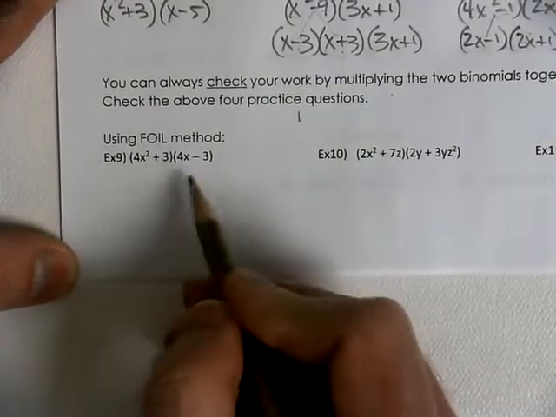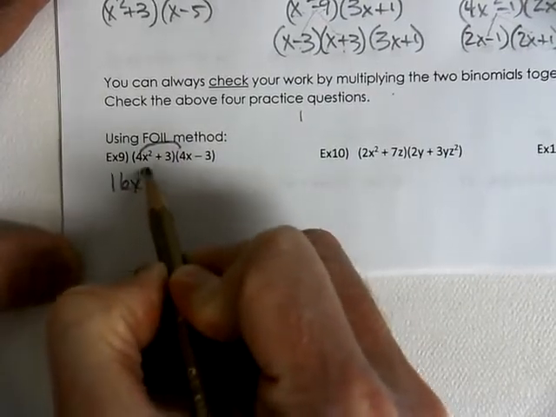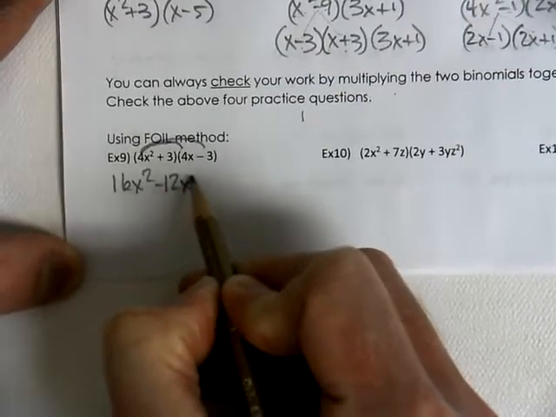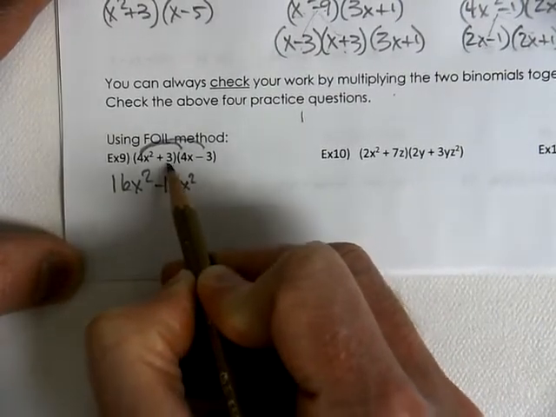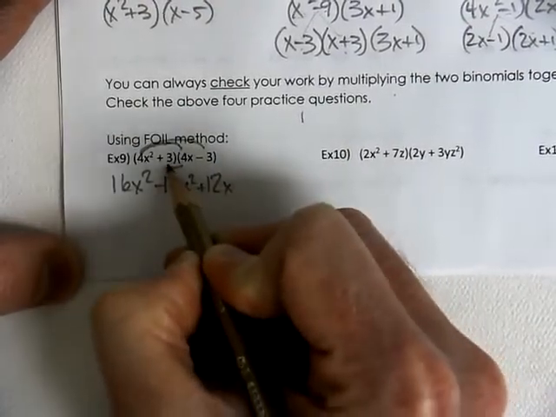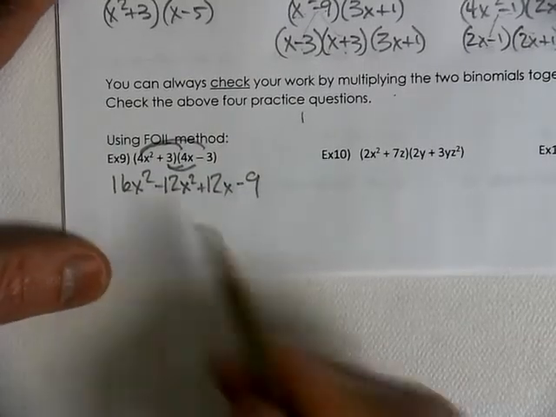And then for multiplying, if we're going to use FOIL, that means we multiply the front. When we multiply the outer, we have negative 12x squared. And the inner is going to be positive 12x. And the end gives us negative 9. There's no like terms in there. We cannot group those together.